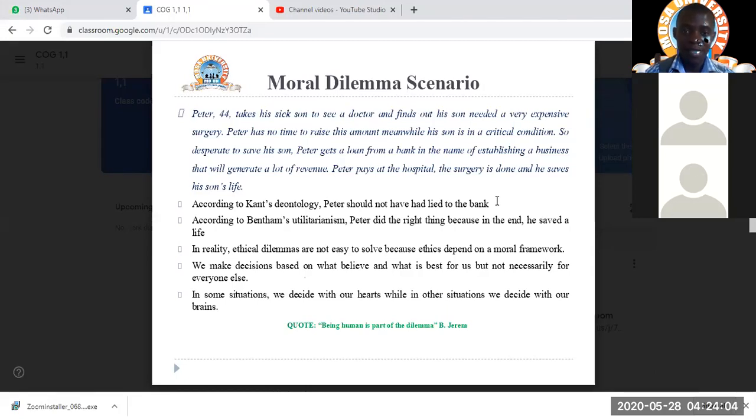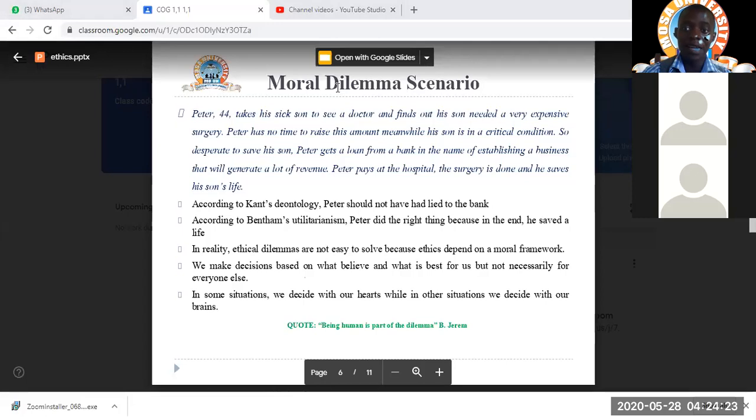Okay, sir. So this scenario is saying Peter, 44, means Peter is 44 years old. Peter, 44, takes his sick son to see a doctor and finds out that his son needed a very expensive surgery. Peter has no time to raise this amount. Meanwhile, his son is in a critical condition. So desperate to save his son, Peter gets a loan from a bank in the name of establishing a business that will generate a lot of revenue. Peter pays at the hospital, the surgery is done, and he saves his son's life. Are you able to hear the story?